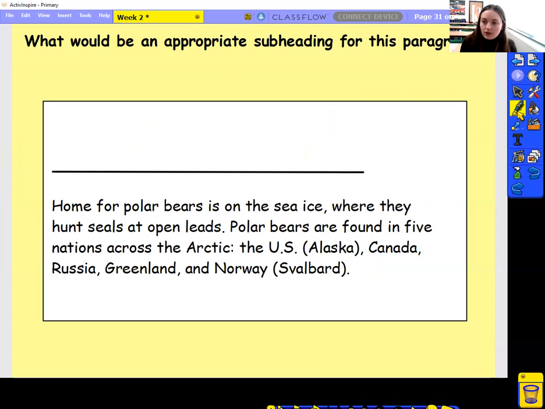Okay. If you're feeling really, really confident with this, you can listen to me read the paragraph, pause it, and then decide what your subheading is going to be. You might want to write down that key information whilst I am reading. Okay, if you're feeling a little bit less confident, we're going to go through it together. So first of all, I'm going to read it, and I'll let you know when you can pause it if you want to try this on your own.